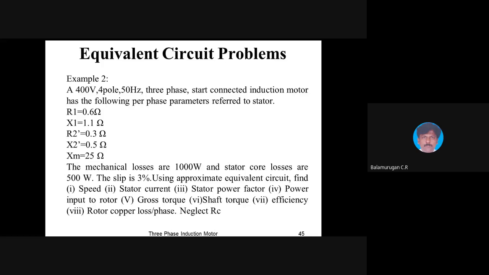So this we are going to calculate. What is the formula for stator input? This will be 3 V1 I1 cos phi 1. What is V1? 400 divided by root 3. I1 we calculated as 24.56, into cos phi, which is 0.86. And you tell the value for this stator input.